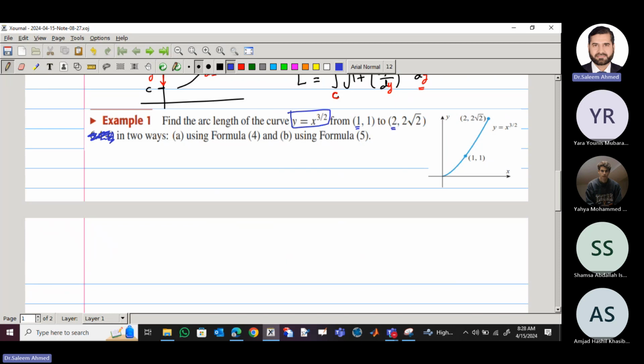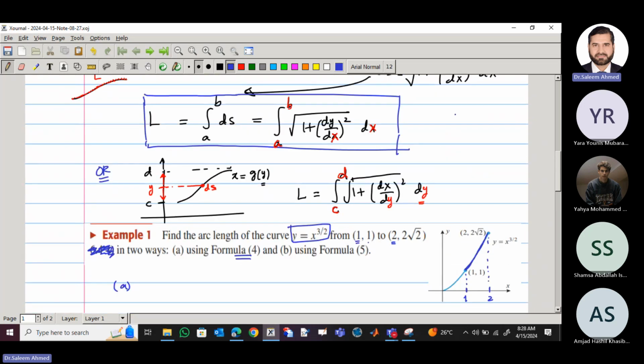So see, x goes from 1 to 2, but y goes from 1 to square root of 2. So he said do it in two ways. I have to only find the length of curve from here to here, this portion of the curve, not the whole thing, because he said from this point. So here x is 1 and here x is 2. So x goes from 1 to 2. First of all, in part A, he said using formula 4, this one. This one is formula 4 and this one is formula 5 when you do it with respect to y.